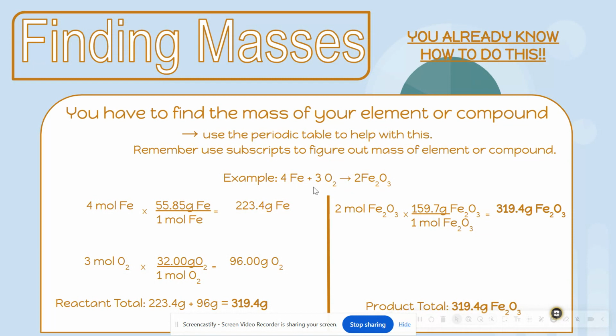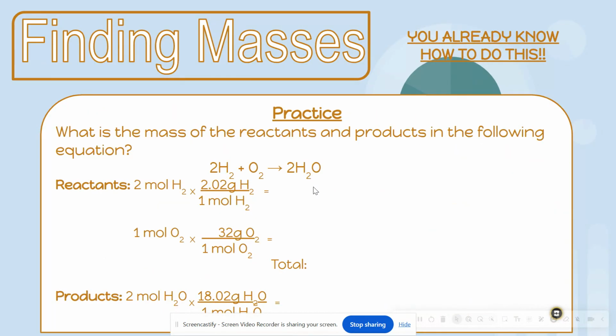Basically here we are just finding the mass of iron, the mass of oxygen, and adding them together. So our reactants total 319.4 grams. And on the other side, we are finding the molar mass of Fe2O3, and that comes out to be 319.4 grams. So again, the products are equal to the reactants. We already know how to do this, so we're going to skip this practice, and I don't want you to be super bored with this video, so we can dive right into our new material.